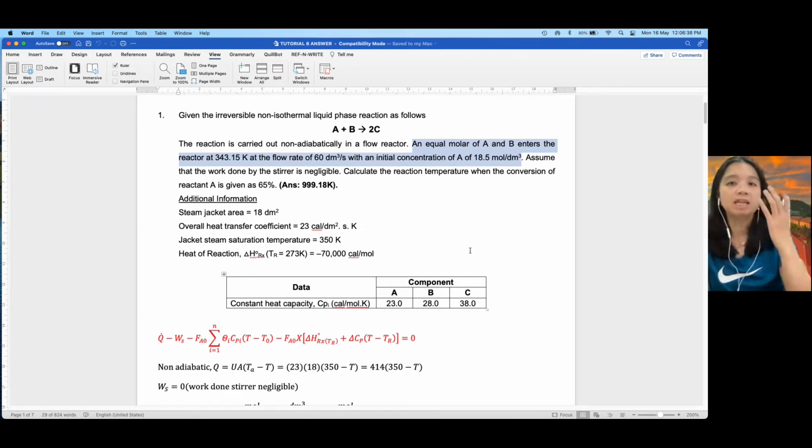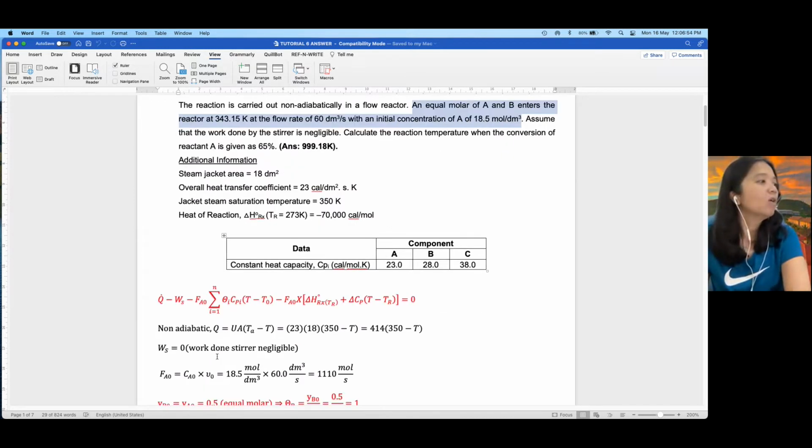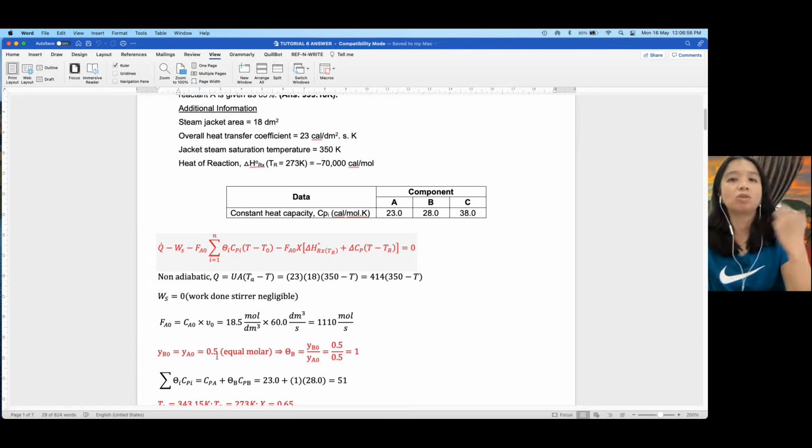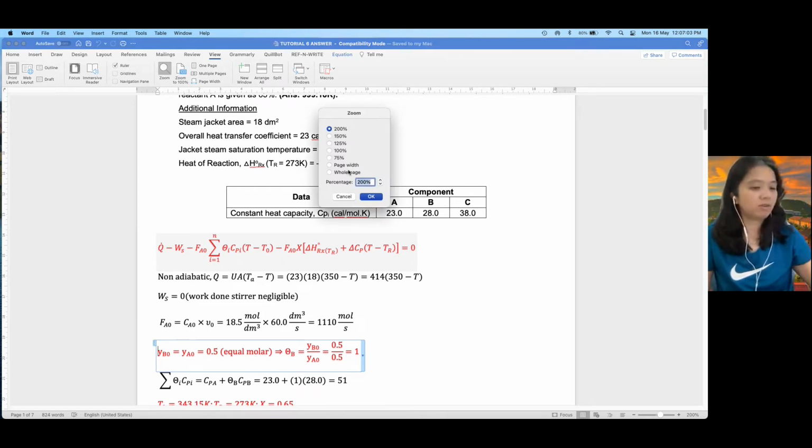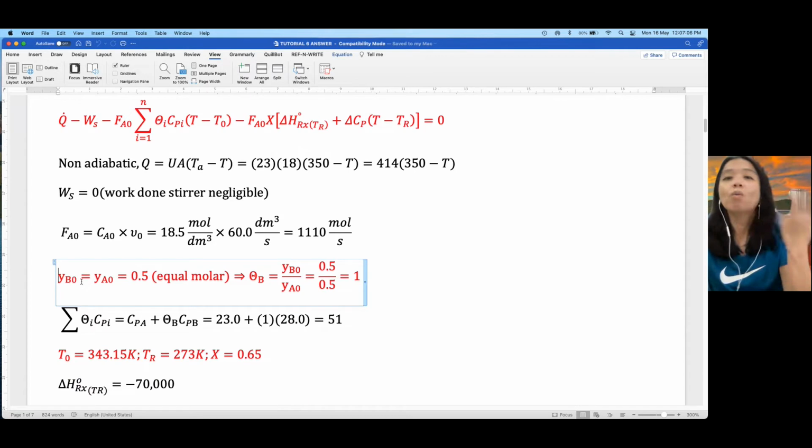Meaning it will be in terms of percentage or composition, you have 50 mole percent A, 50 mole percent B, or in terms of fraction, 0.5 A, 0.5 B. So in calculation, normally we will write this as YA naught equals 0.5, equals YB naught, 0.5 as well. So let me make it bigger for you to see. We need to say YB naught equals YA naught equals 0.5, the mole fraction.